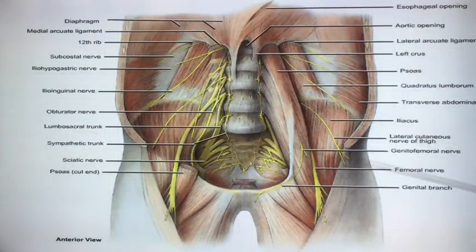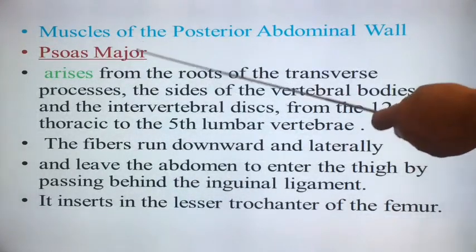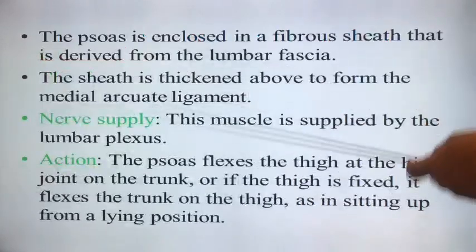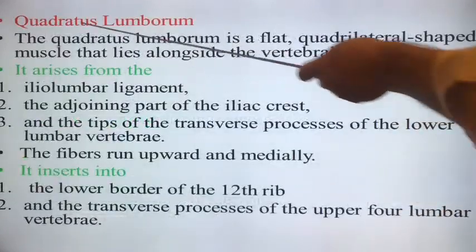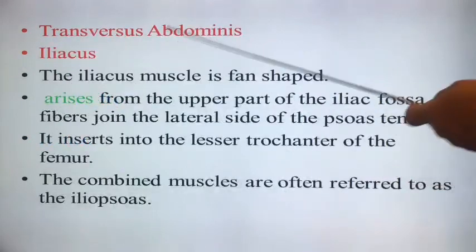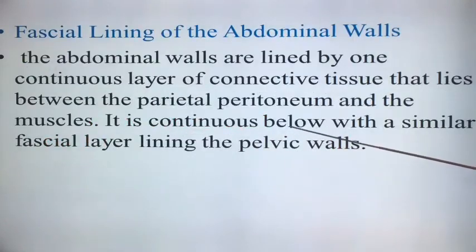This is a picture showing you the posterior abdominal wall. Here, discuss each one from origin to insertion. You can read it. I'm not going to discuss each one of them. Each one with origin, insertion, nerve supply, blood supply, and so on, and action.